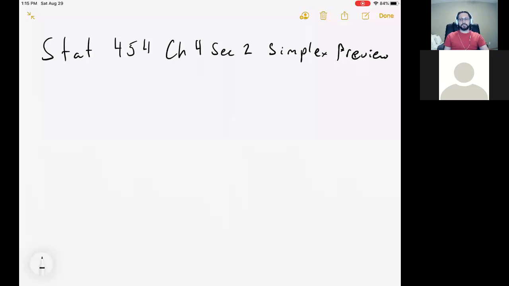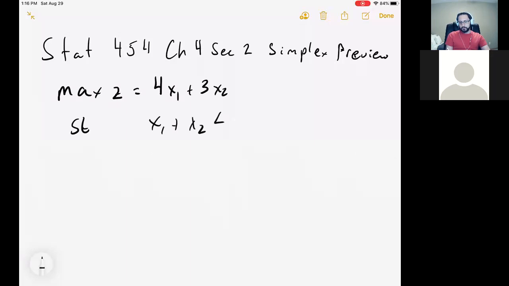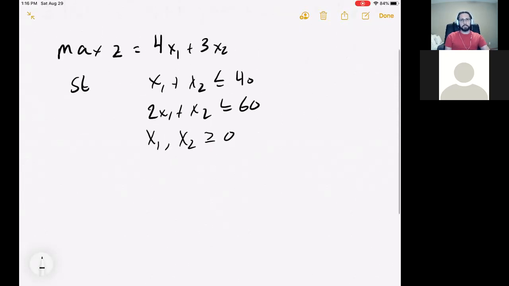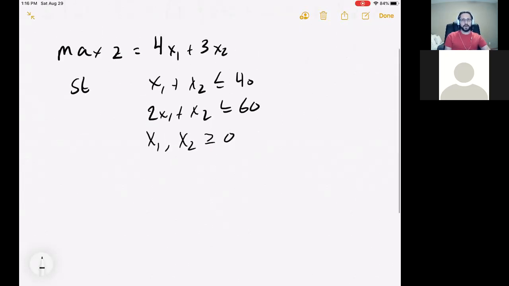We're going to begin attempting to solve an LP with the simplex method by looking at this LP: maximize z equal to 4x1 plus 3x2, subject to x1 plus x2 less than or equal to 40, 2x1 plus x2 less than or equal to 60, along with the sign constraints x1 and x2 greater than or equal to 0. We learned last time that in order to solve this LP using the simplex method, we have to find the standard form of the LP.